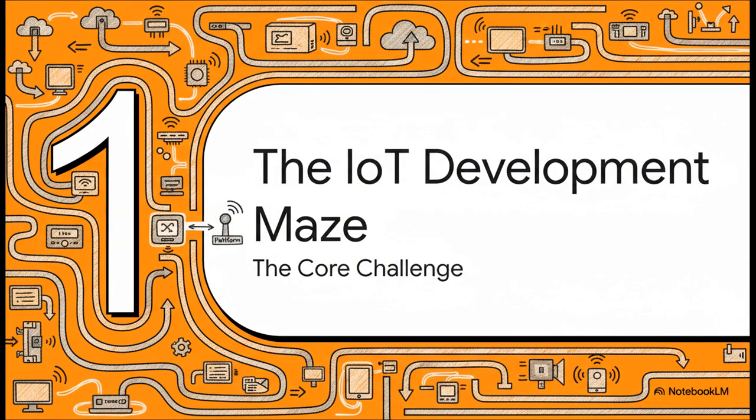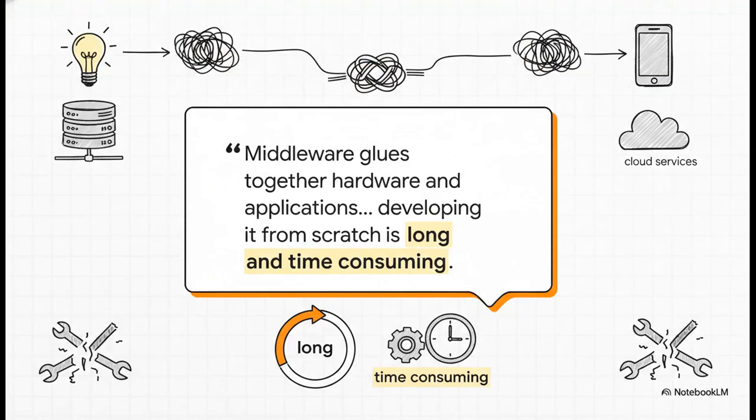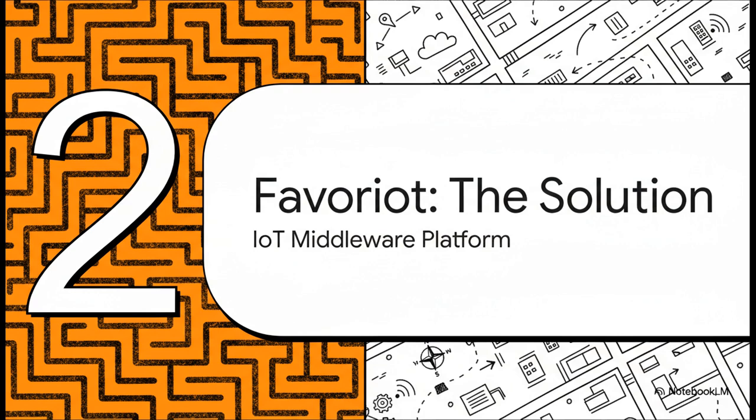First up, the IoT development maze. To really get why these platforms are so important, you just need to understand one concept: middleware. And honestly, this quote from the source material just nails it. The middleware is the glue. It's that critical software layer that sits between your physical devices and the application your user actually sees. If you try to build this glue yourself, you're basically reinventing the wheel for everything from data storage to device management.